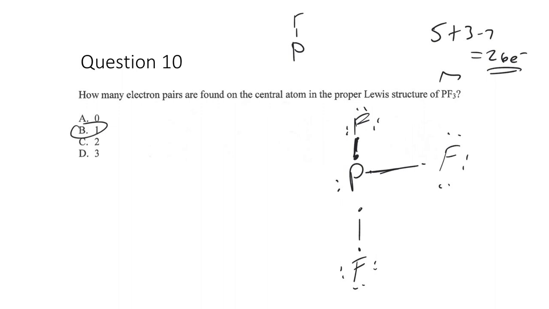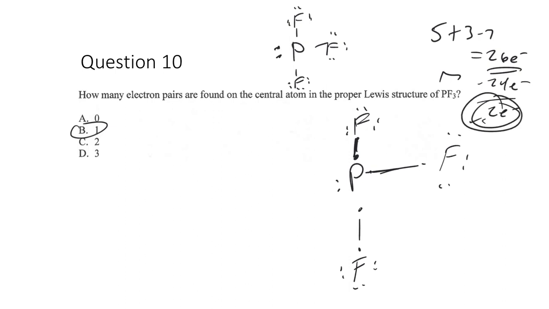So we take phosphorus, single bond the fluorines, give them an octet first, and then count the electrons used. That's 24 electrons so far. The 2 electrons left over are placed on the central atom. So anytime you have electrons left over, they go onto the central atom.